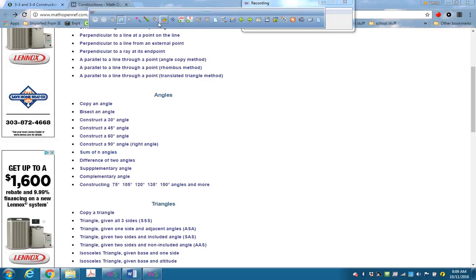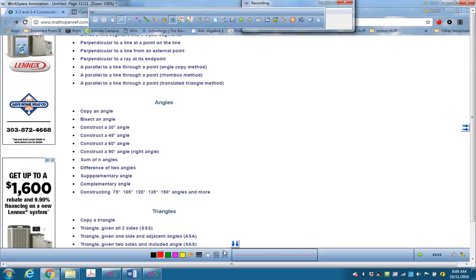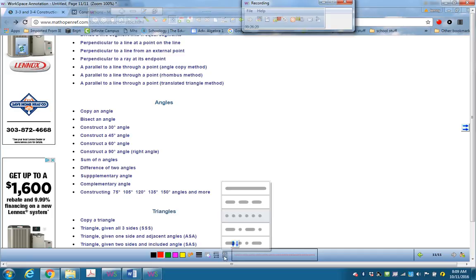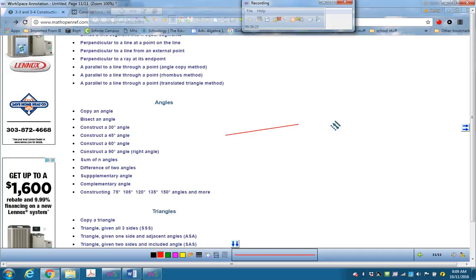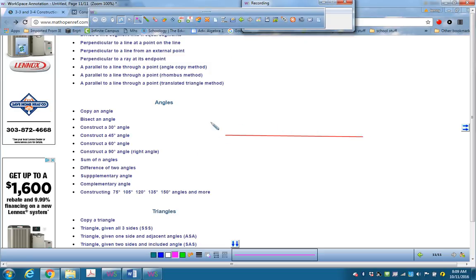Remember how we constructed an equilateral triangle? Okay? You started with a segment. I'm going to make this solid. The equilateral triangle, you start with a segment. You put your compass like here and here. And then I put a point.